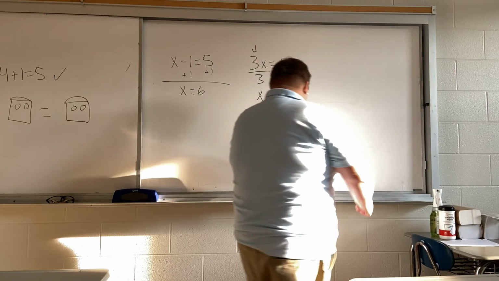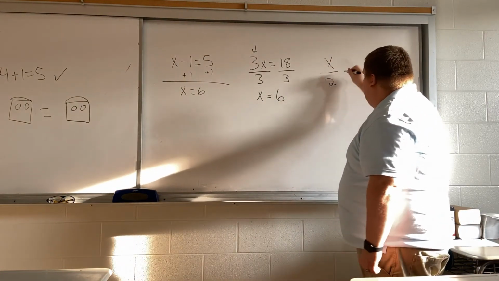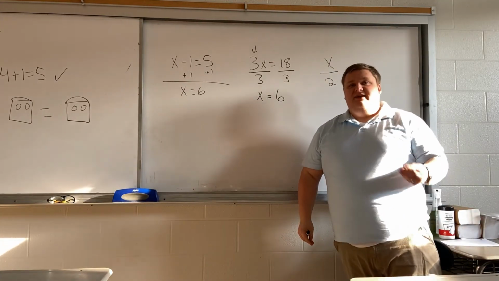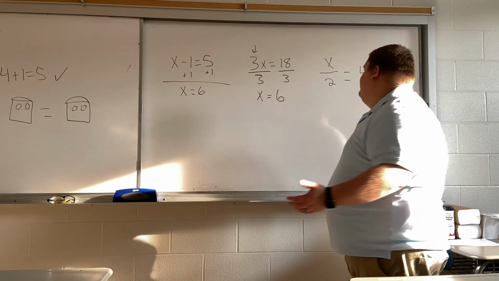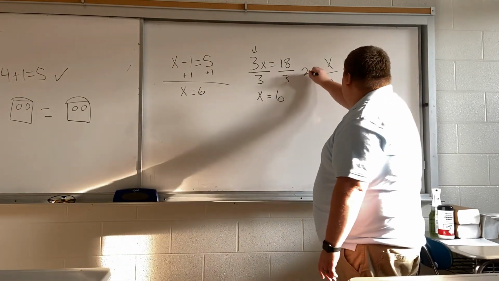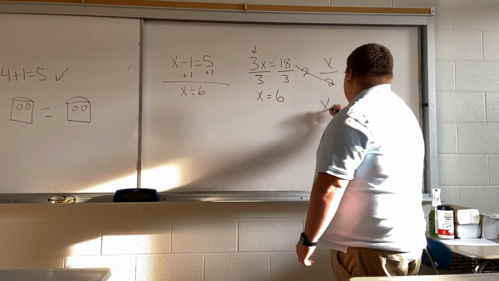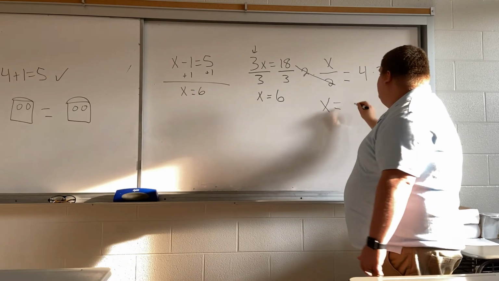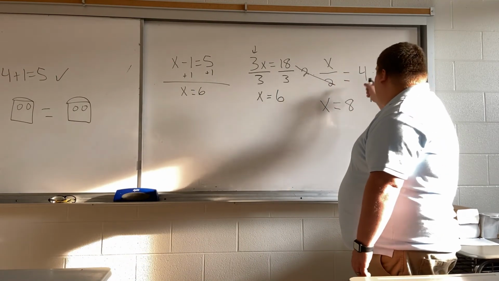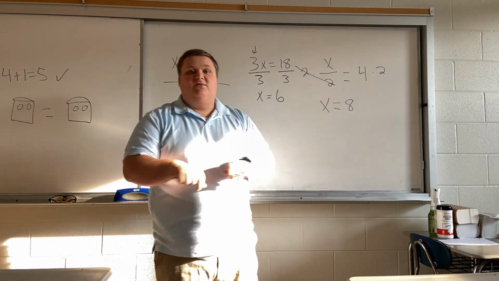And then finally, we have something like x divided by 2 equals 4. Okay? So we have x divided by 2 equals 4. What do we need to do? Well, you're dividing, and you need to do the opposite. So you're going to multiply both sides by 2. That cancels out, leaving you with just x. 4 times 2 equals 8. Then you can plug it back in. 8 divided by 2 equals 4. Is that true? Yes. So these are one-step equations.